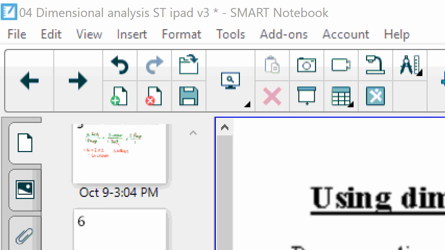Checking for validity. First of all, any equation must have the same units on both the left-hand side and the right-hand side of the equal sign. You can't say that grams are equal to volts or meters squared are equal to meters cubed. You have to have the same dimensions on both sides. So a length can only be equal to a length, a mass can only be equal to a mass, and so on.